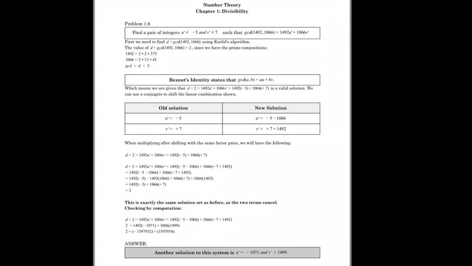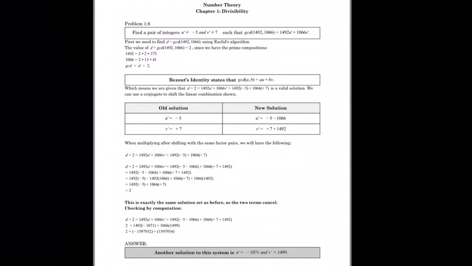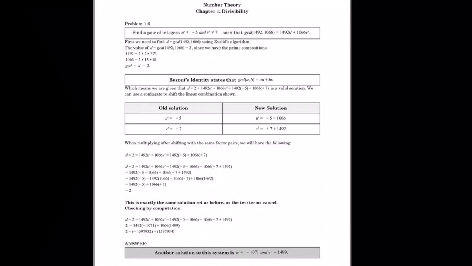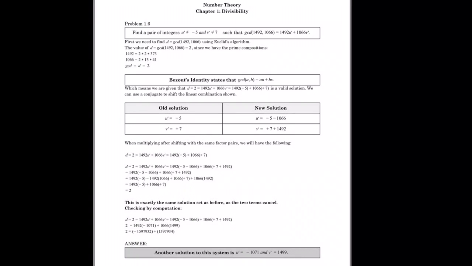So if you look down below, we'll have the exact same solution as before after the 2 terms cancel. So we can plug in 2 equals 1492 times negative 1071 plus 1066 times 1499, and we'll get the greatest common divisor, 2. Therefore, another solution to this system is u prime equals negative 1071 and v prime equals 1499.